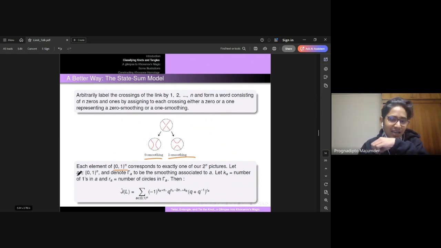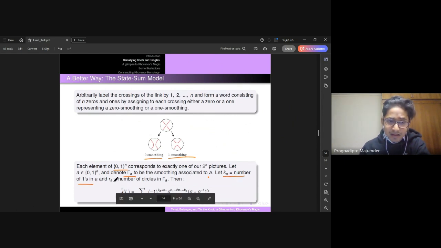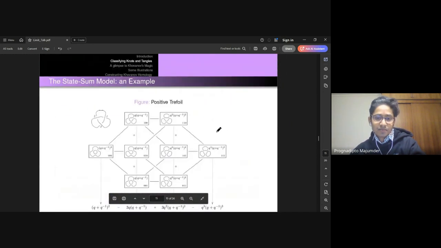So I take a diagram. Gamma_A is the smoothing associated to the word A, and I'm just introducing notation: k_A is the number of ones in A, the sum of the ones, and r_A is the number of circles. So this is my exact figure. This is my exact expression.